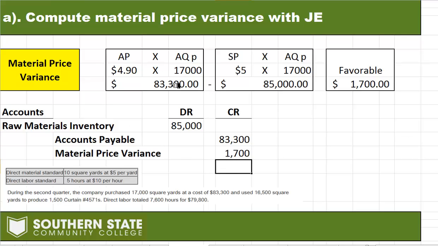So you can use that same setup for every one of your problems where you have to calculate a material price variance. This material price variance that we have, that 1,700, eventually gets closed out to cost of goods sold. If it's immaterial, it gets closed out to cost of goods sold. So let's look at part B, material quantity variance.